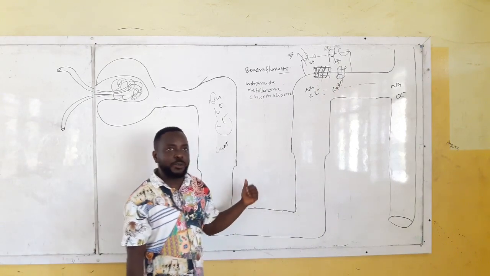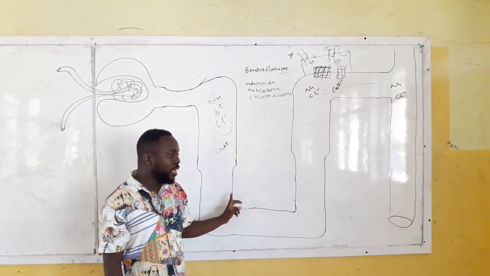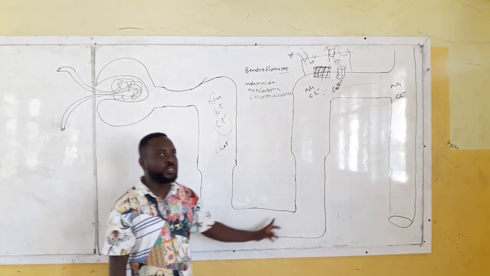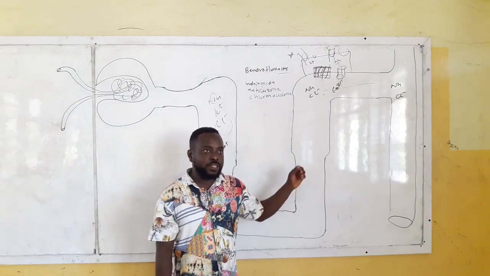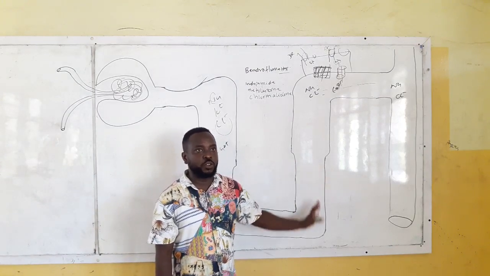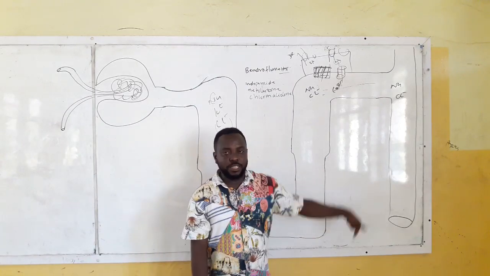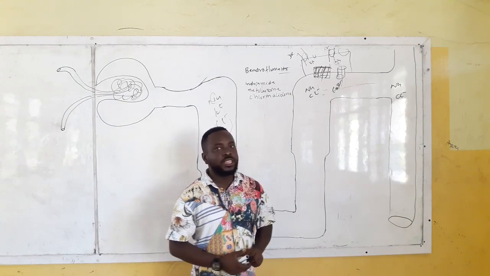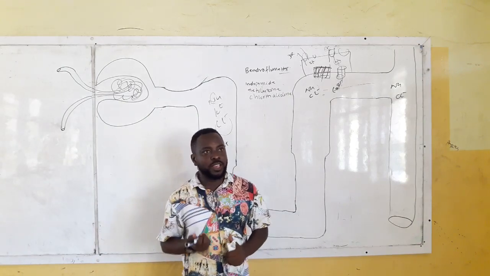Then with the loop diuretic, what we learned yesterday was that due to the electronegativity that exists in the thick ascending loop of Henle, calcium and magnesium stay within the lumen, and we lose calcium and we lose magnesium. So that is what we learned yesterday. Now let's talk about their side effects.